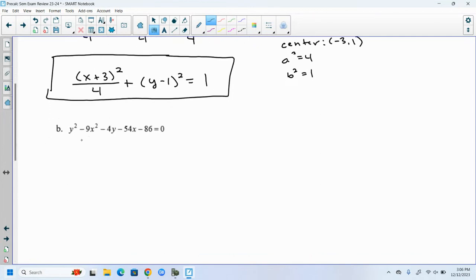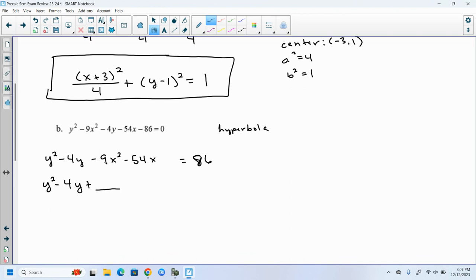All right, for B, since you got a y squared and an x squared, this is a hyperbola. And now I'm going to put the positive part first. I'm going to put y squared minus 4y minus 9x squared minus 54x. Move the 86 to the other side. Make sure you make it positive. Okay, so y squared minus 4y plus.